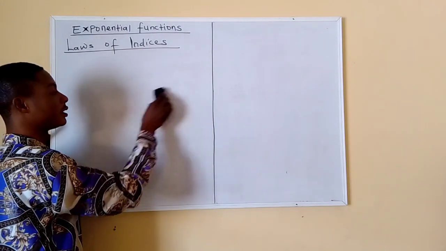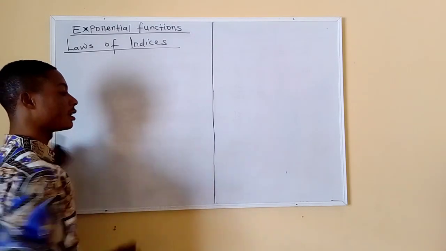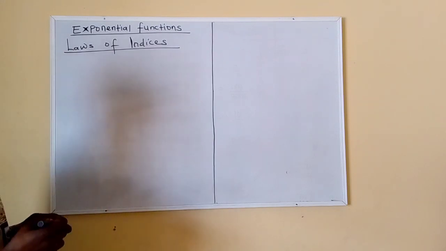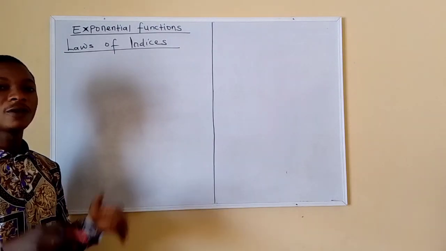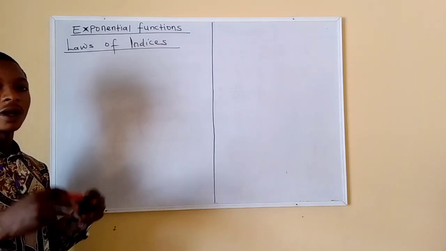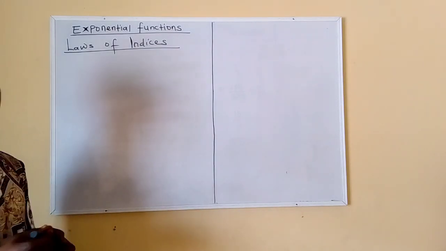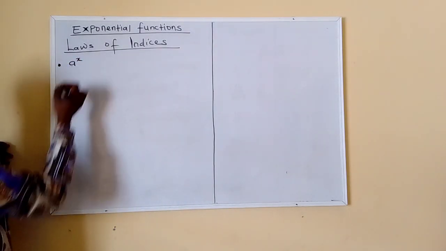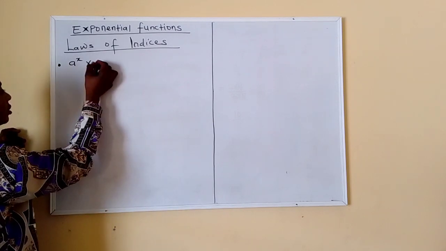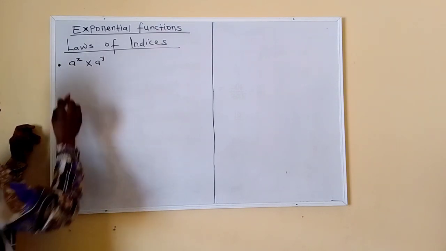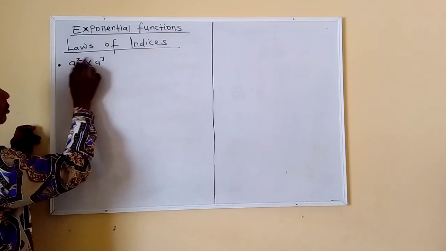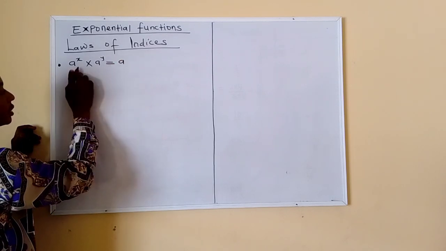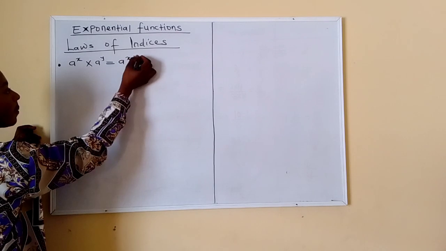The laws of indices are not summarized into any particular number. The first one we talk about is the multiplication law. That multiplication law is simple. It says that if you have two numbers multiplying each other that have the same base, you add the powers. For example, if you have a raised to the power of x multiplying the same a raised to the power of y, the bases are the same, the powers are different. So what you do is you write the base, then you add the powers.